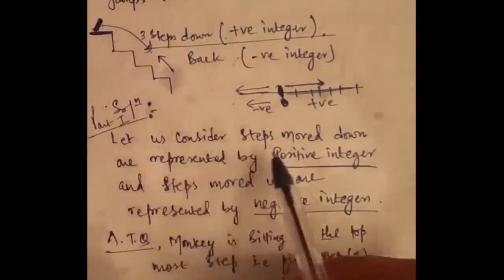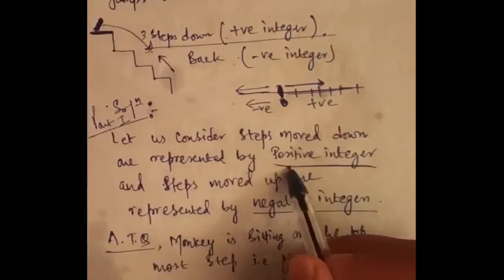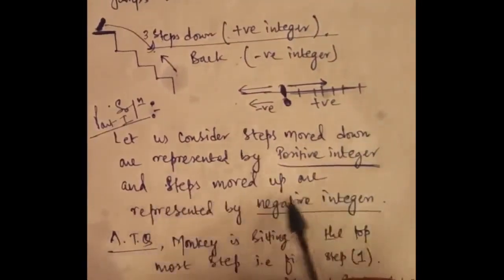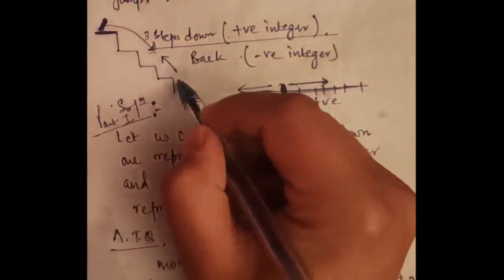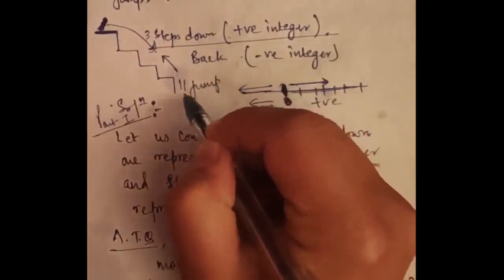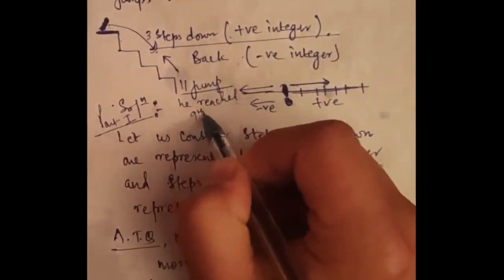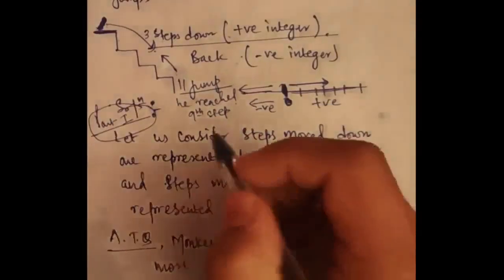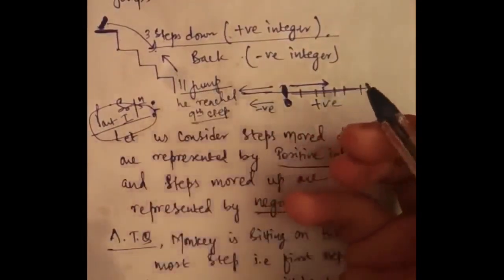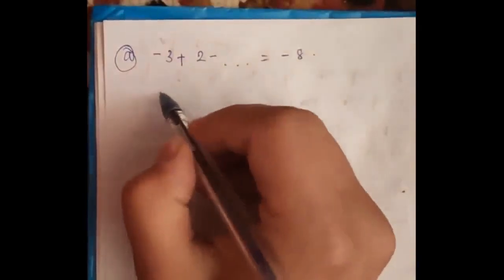So we have considered in part 1 that steps moved down will be represented by positive integers and steps moved up will be represented by negative integers, and using 11 jumps he reached the 9th step, right? In part 1, yes, he reached the 9th step using 11 jumps. So using this concept we will try to solve our question. This is question A, so let us solve this.